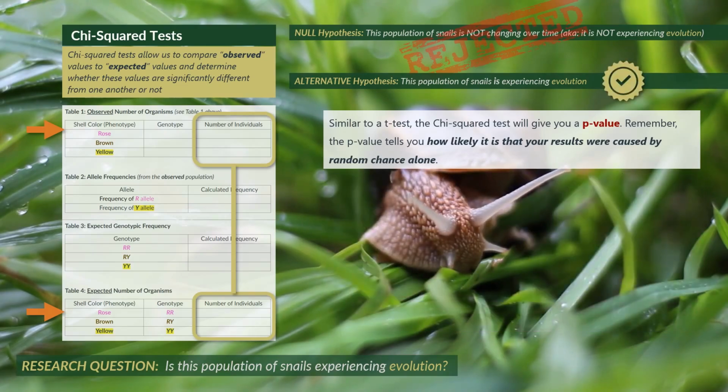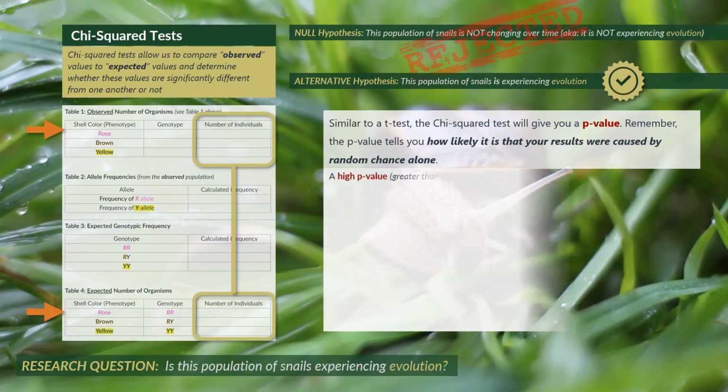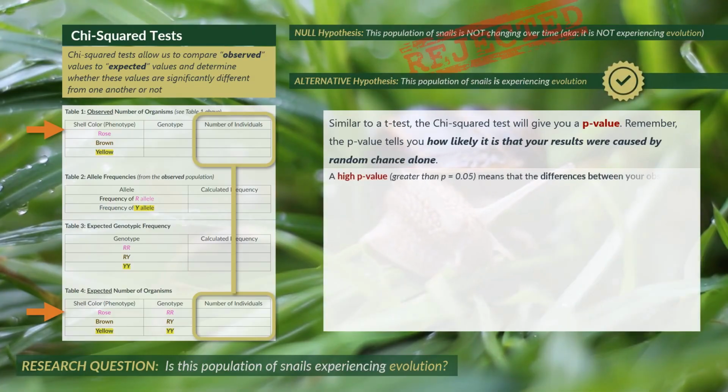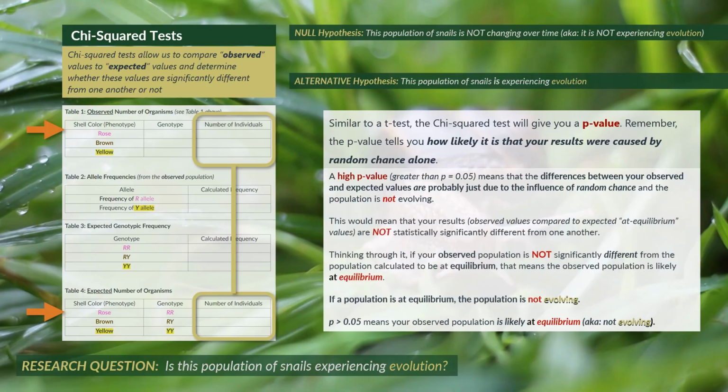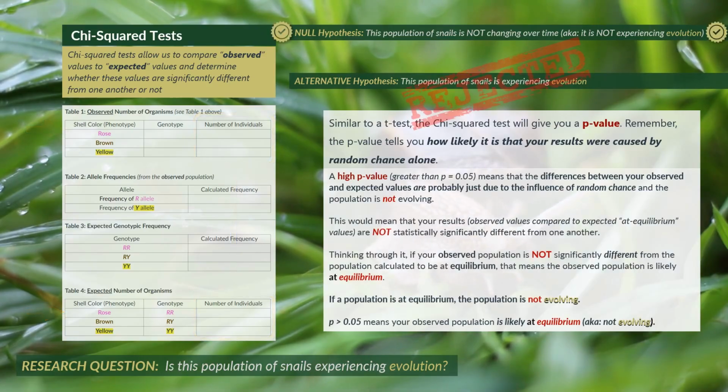On the other hand, a high p-value, one that is greater than 0.05, means that the difference between your observed and expected values is probably just due to the influence of random chance, and the population is not evolving, right? A high p-value would not allow you to reject the null hypothesis, meaning the null hypothesis that the population is not evolving is supported. So now it is time for you to run a chi-square test on your data.